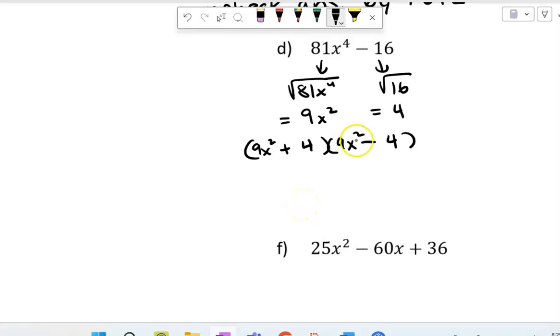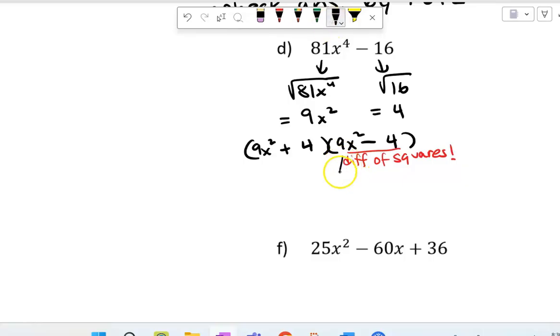And we are very close to being done, but this particular problem actually can continue to be factored. Look at each factor and decide, can I still factor more? Looking at the first factor, it almost looks like a difference of squares again, but we have a plus sign. But looking at the second factor, it is a difference of squares. And we can factor this factor right here.